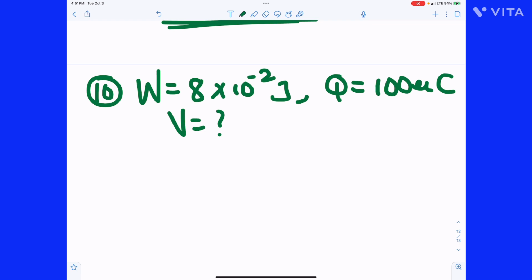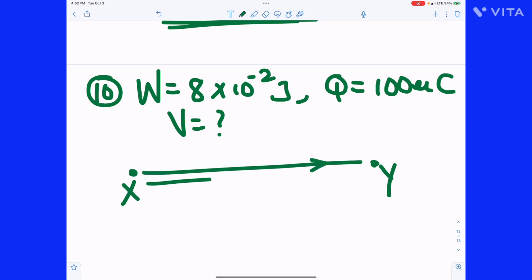and Y. So let's say this is point X and this is point Y. And the distance between X and Y, we don't know, but there's an electric field between them, whether going to the right, we don't know their charges, but there's an electric field between point X and Y.